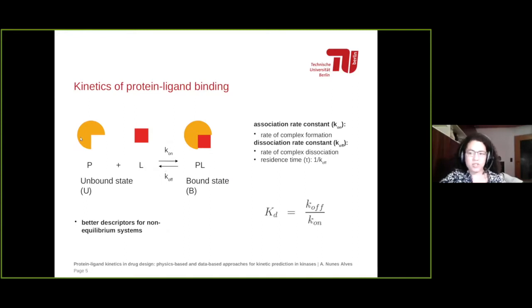So here we have just a very simple scheme of the protein in orange and the ligand in red, and they are binding here in the bound state. If we think about K-off, sometimes in the literature it is also common to refer to the inverse of K-off, the residence time, or tau. And the reason why K-on and K-off are so special is because they are better descriptors for non-equilibrium systems. And a very important class of non-equilibrium systems are us and our cells. They are constantly working out of equilibrium.